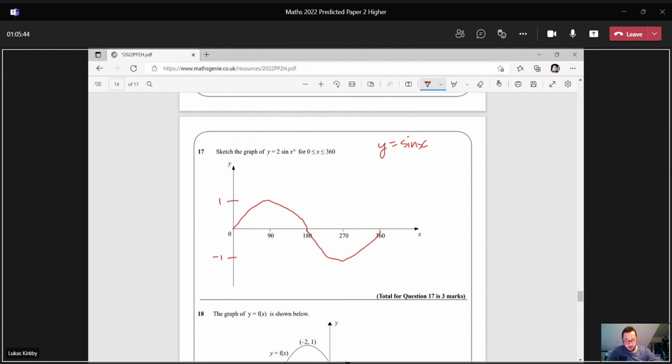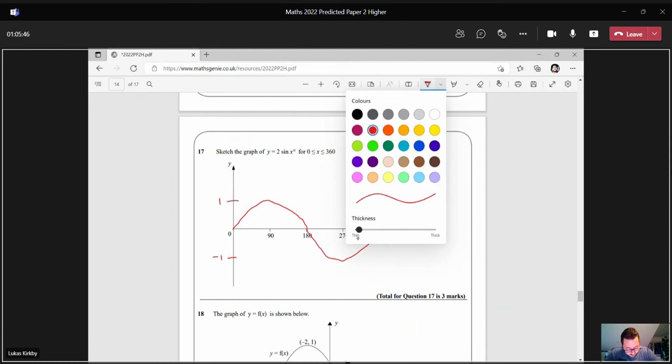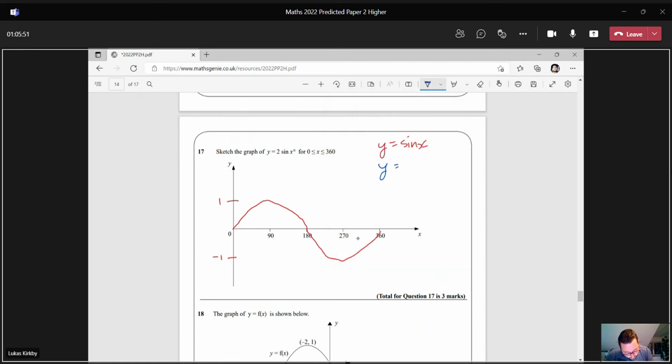Now we want y equals 2 sine x. So that just means, so let's just write that in a different colour, 2 sine of x. That just means these maximum and minimum points are going to be doubled. So that's going to be 2, and that's going to be minus 2. But the graph is going to, in essence, well, very similar, but it's just going to be stretched upwards because we've got 2 sine x instead of sine x. Okay, so that blue one is the answer.